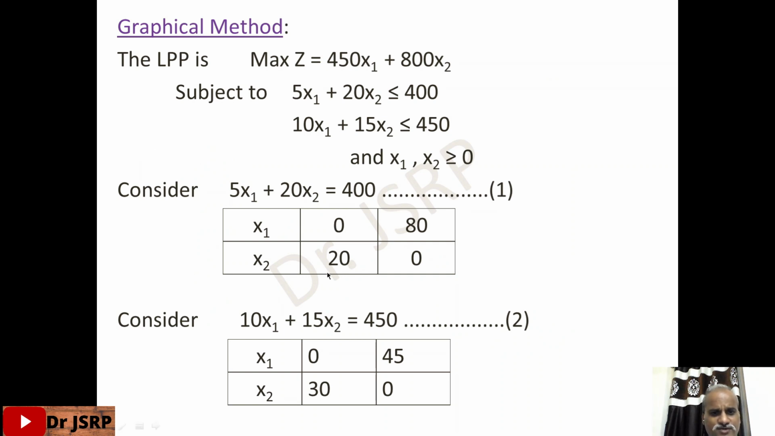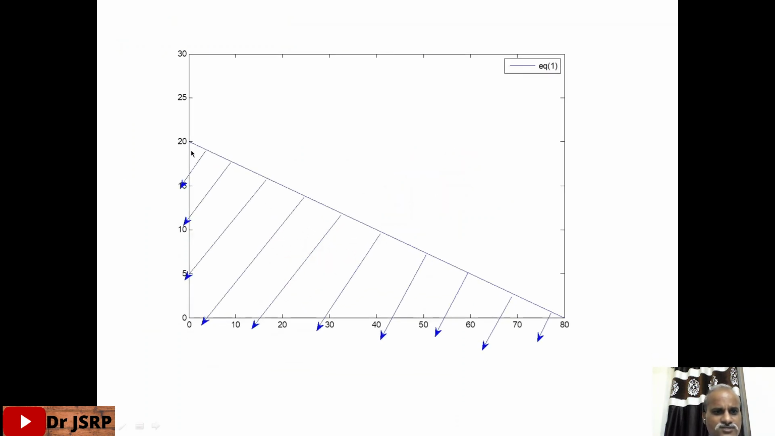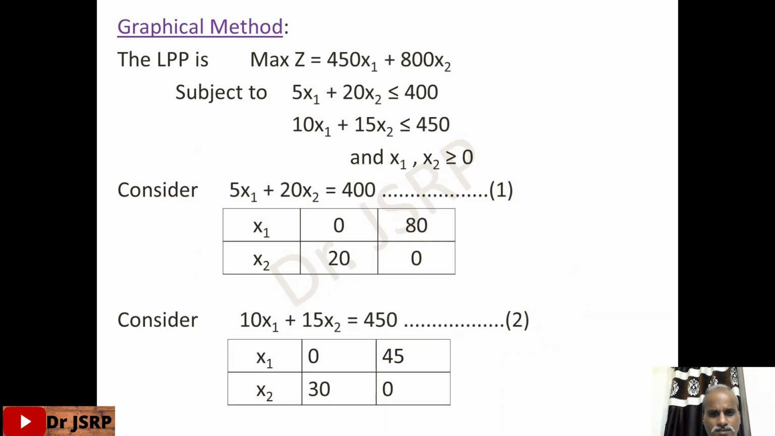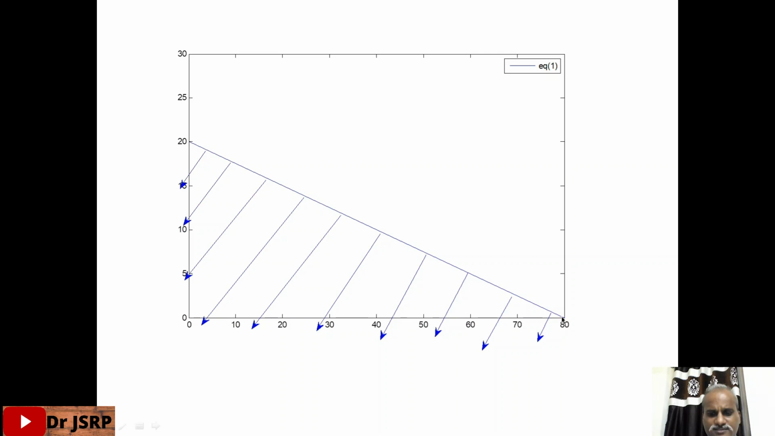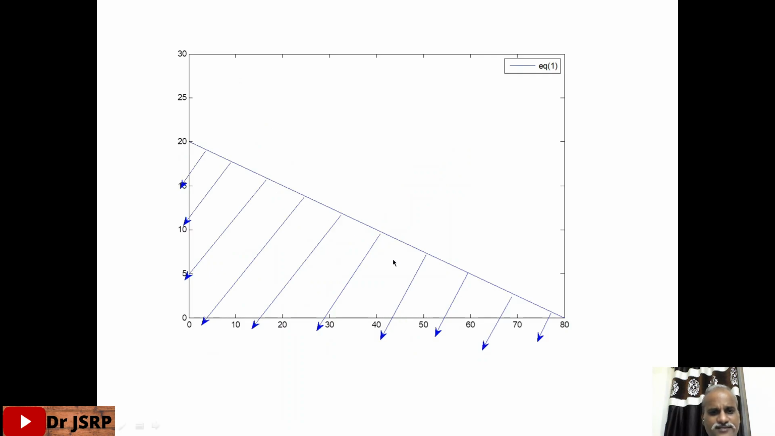The first point is (0, 20), that means it lies on the y-axis. This is the point (0, 20). The second point is (80, 0), it lies on the x-axis. This is the point (80, 0). Join these two points with a scale as a straight line. This is the first line.